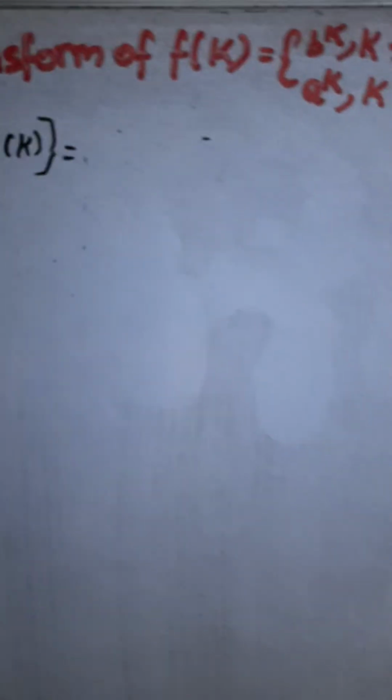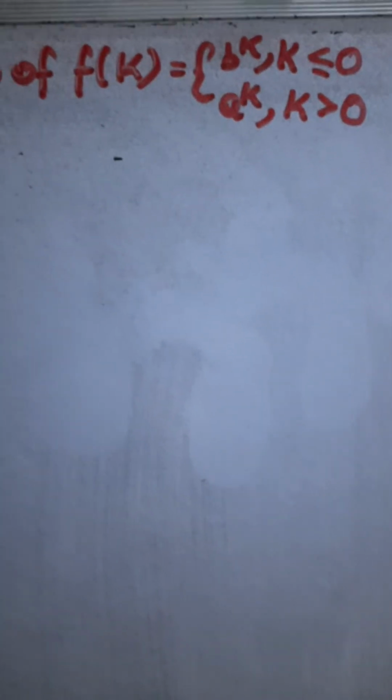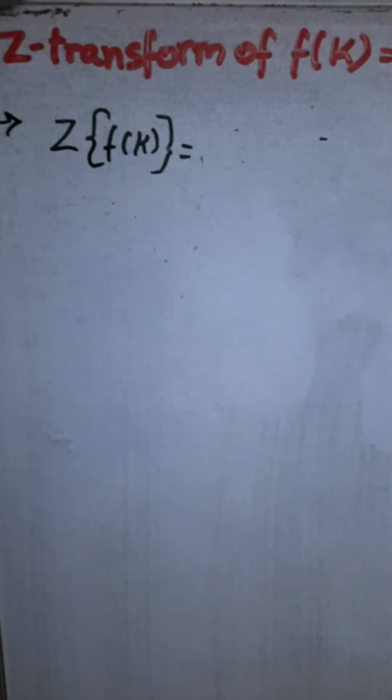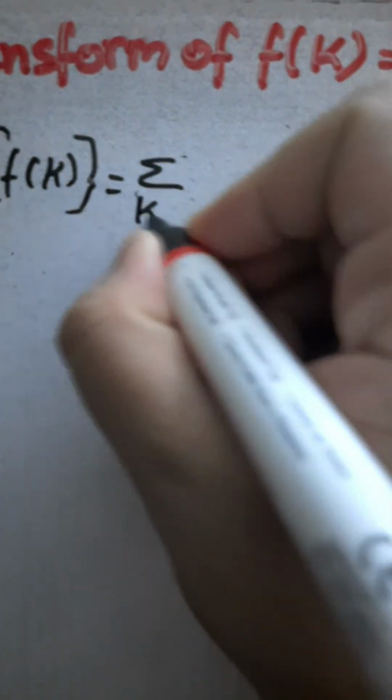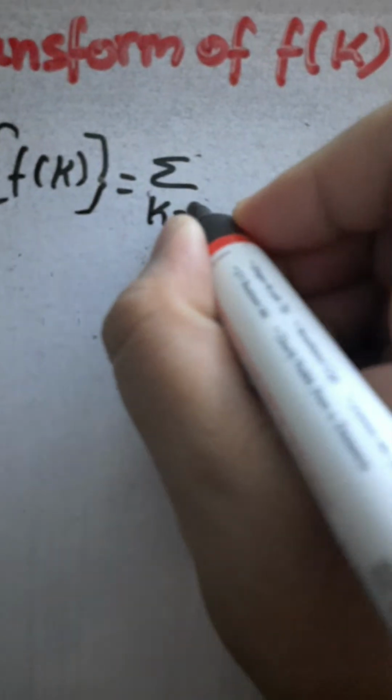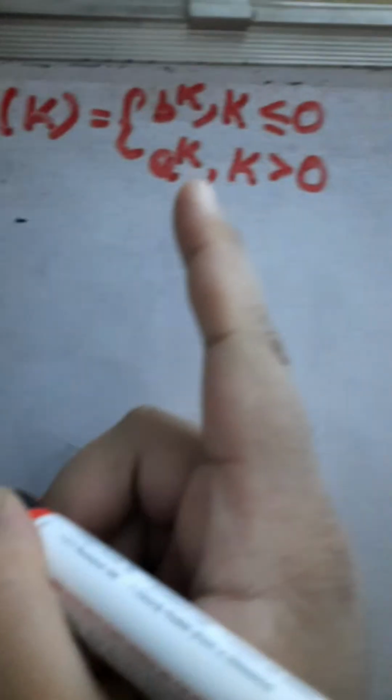The transform of f(k) is equal to b raised to k if k is smaller than 0, and a raised to k if k is greater than 0. So we have to first see what is the z transform's formula. Z of f(k) is equal to the summation of k equal to 0 to infinity. Then since here it is a raised to k for k strictly greater than 0, then k is equal to 1 till infinity.